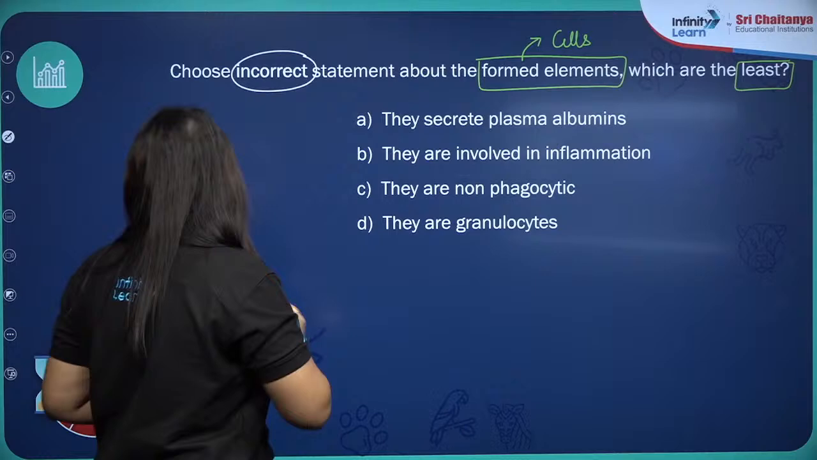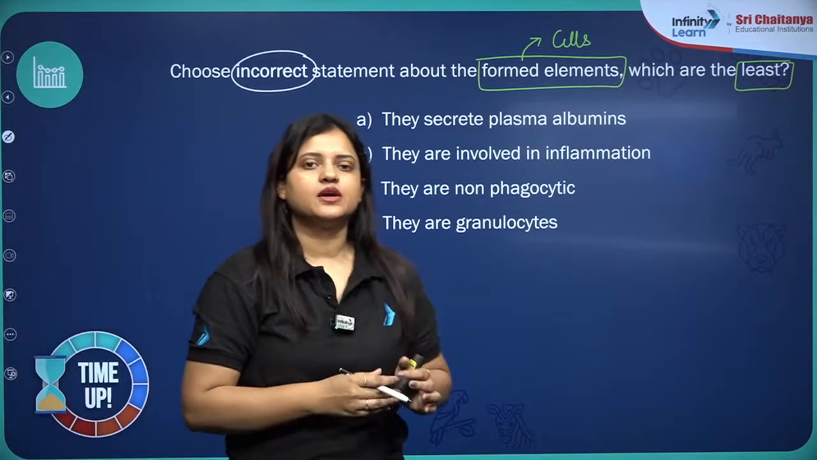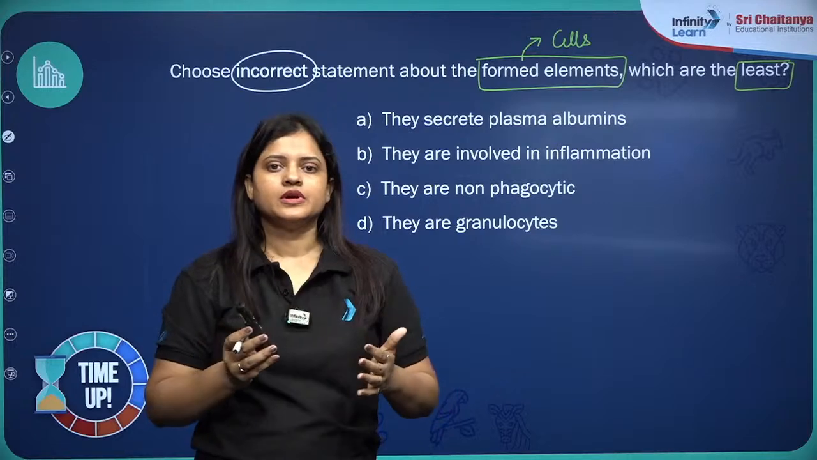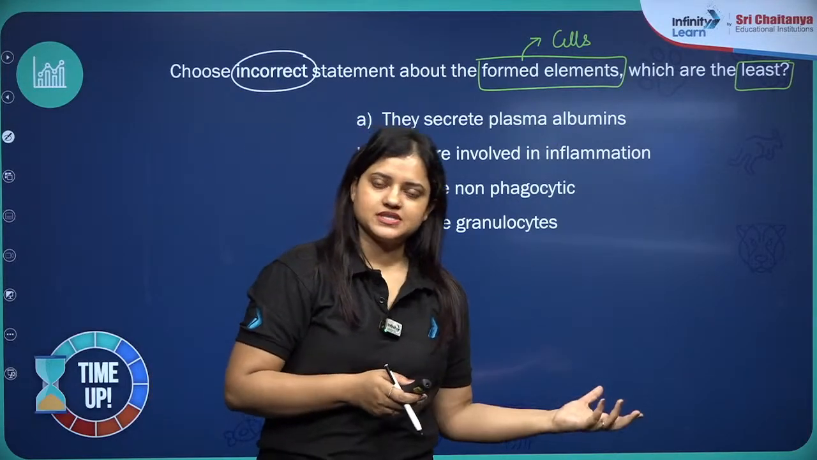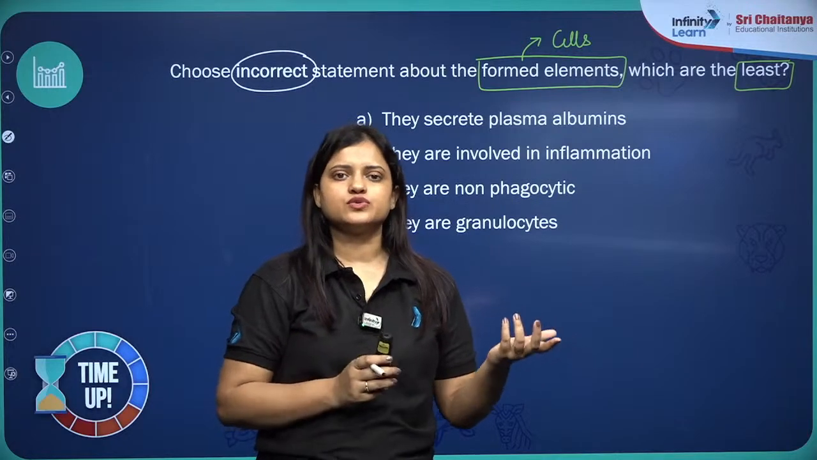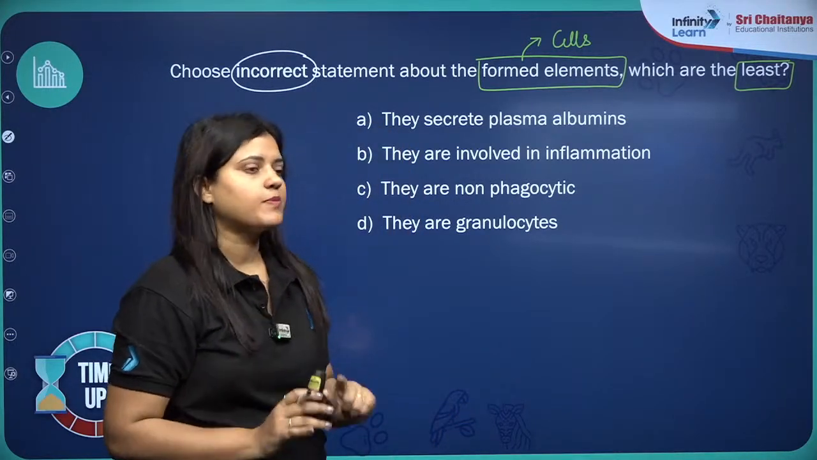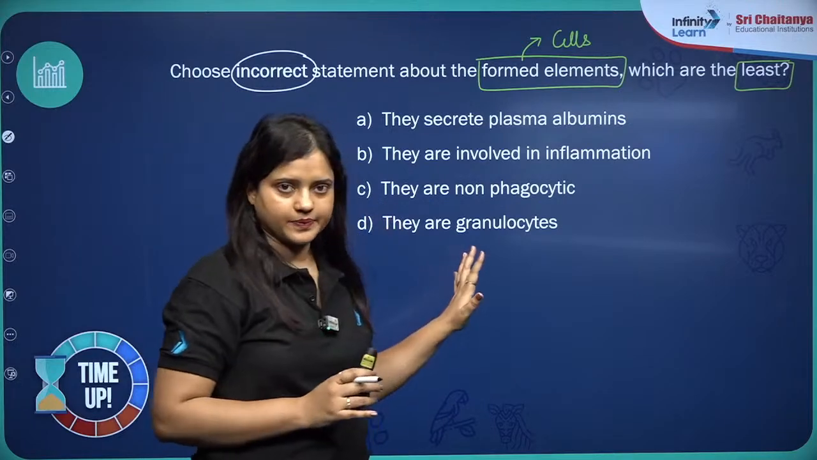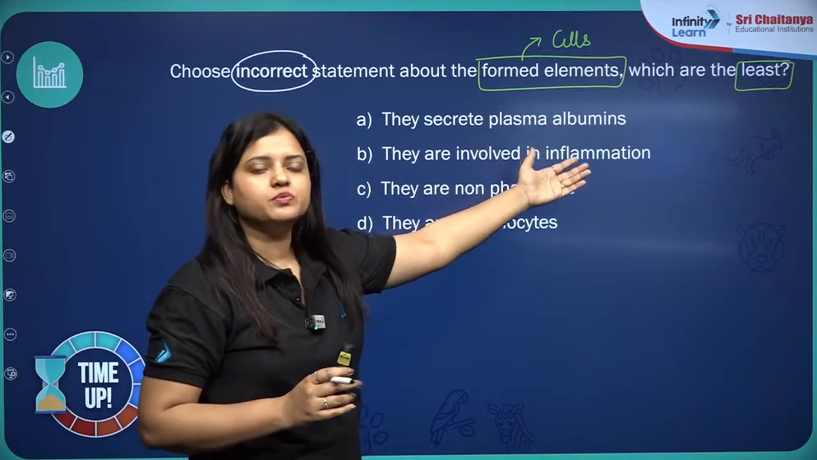So we know that the maximum will be RBC. So the number of RBCs in the blood will be maximum. Okay, then comes platelets and then comes WBCs, which is the least, 6000 to 8000, right? और उसमें से भी लीस्ट कौन सा है वो आपको पता करना है और फिर आंसर करना है, राइट? So you have options like they secrete plasma albumin.